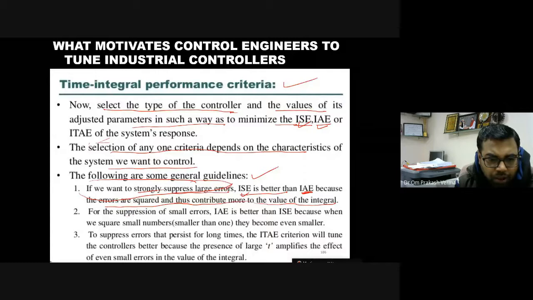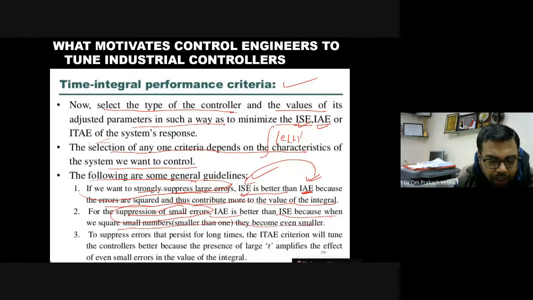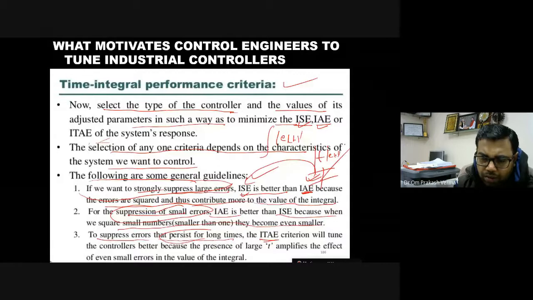Now for the suppression of a small error, then the IAE is a better choice as comparison to ISE. Simply you have to take the absolute value, okay, and just integrate them, right? So we square the numbers, then they become very small. Now come to the next, that is to suppress error that persists for a very, very long time, then you have to choose the ITAE. Just multiply with the time and then the absolute value. इस तरीके से आप उसको चूज करते हैं, ठीक है?